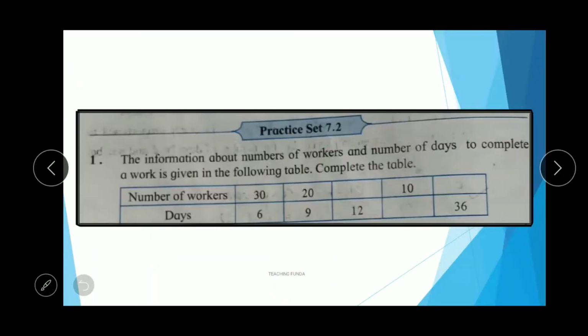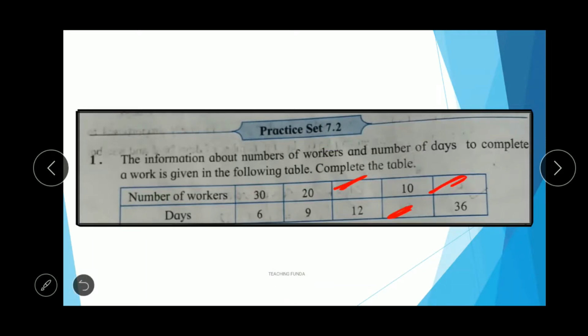Now our first sum is: the information about the number of workers and number of days to complete a work is given in the following table. Complete the table. Now here blanks are there. In that case you have to fill in the numbers.